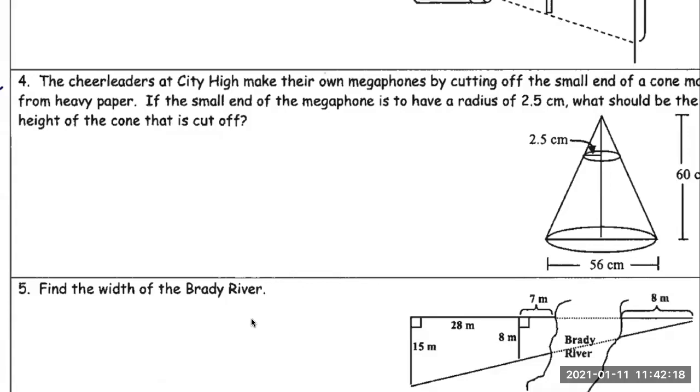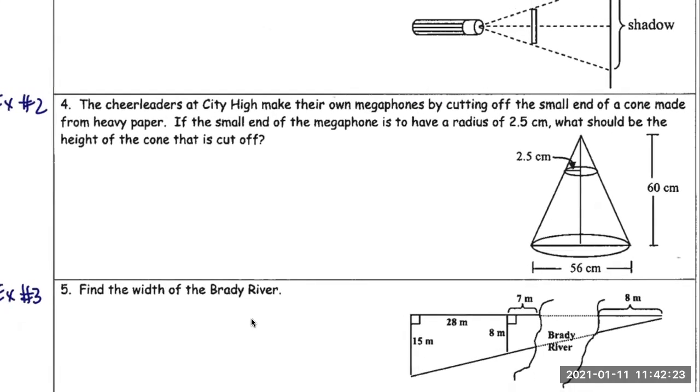So the cheerleaders at City High make their own megaphones by cutting off the small end of a cone made of heavy paper. If you wrap a sheet of paper so that it's cone shaped, in order for it to be a megaphone, they cut off this top portion so that there is enough of a circular base for you to speak through. So they cut off this top cone. And they say if the small end of the megaphone is to have a radius of 2.5 centimeters, what should be the height of the cone that is cut off?